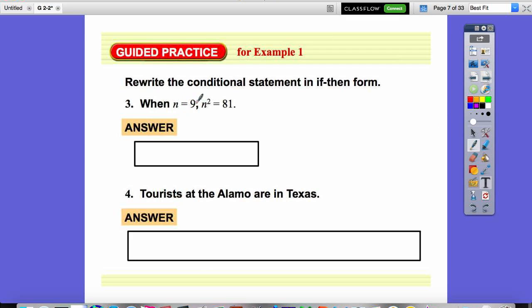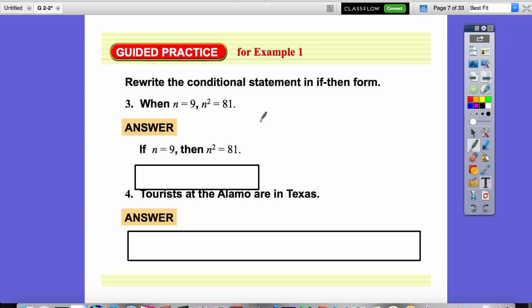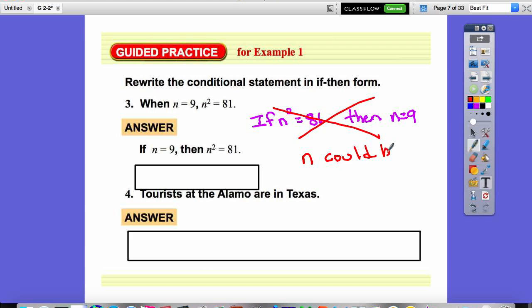When n equals 9, n squared is 81. So if n is 9, then n squared is 81. Now, would this work the other way? If n squared is 81, then n equals 9. In this case, that's not true because n could be negative 9. And we'll get into that later.